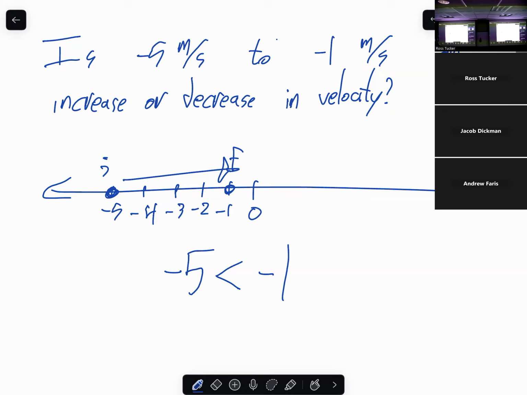Am I speeding up or slowing down? Just out loud. Google form, question C. Nobody's answering, so put it down. Speeding up or slowing down? If I go from -5 meters per second to -1 meters per second, speeding or slowing?